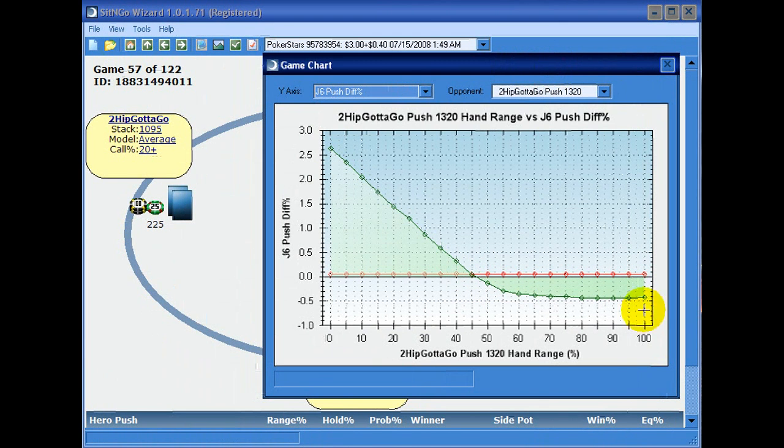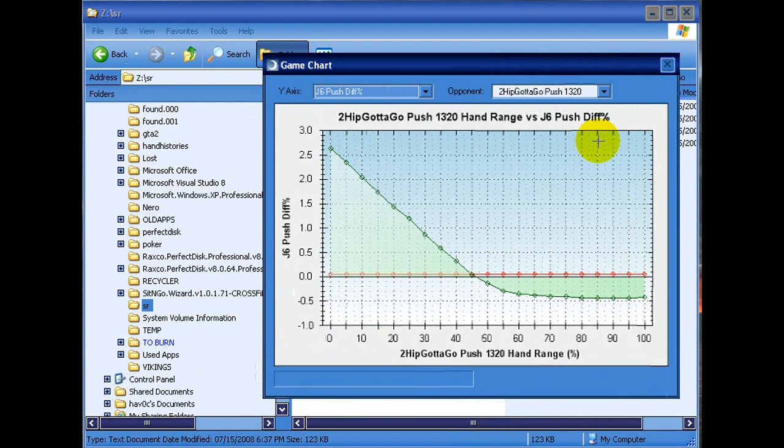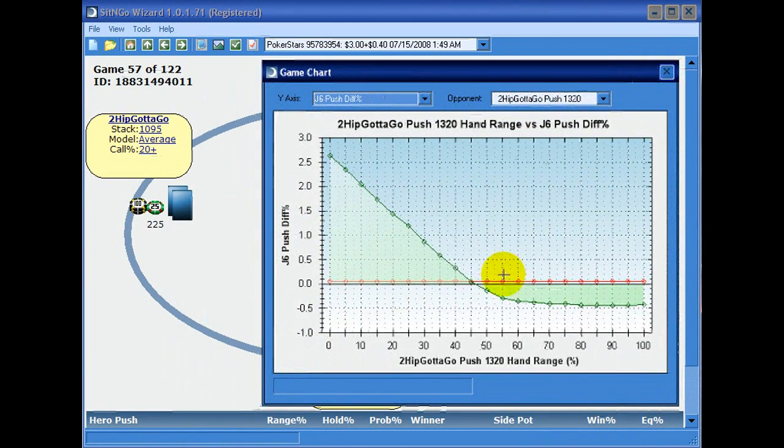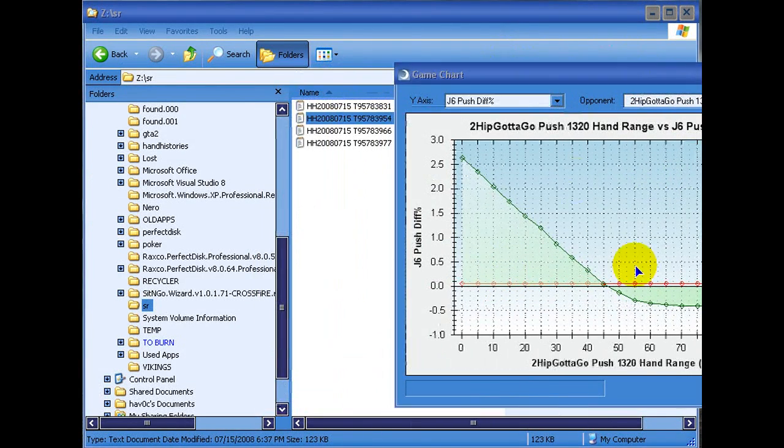I don't mind the edge Sit and Go Wizard gives us here. It's about 0.06% of the prize pool, and I think that's about right. You definitely don't want required edges to start getting too high, because it's just unrealistic. If the blinds are very large, your edge is not very large. So yep. Okay.